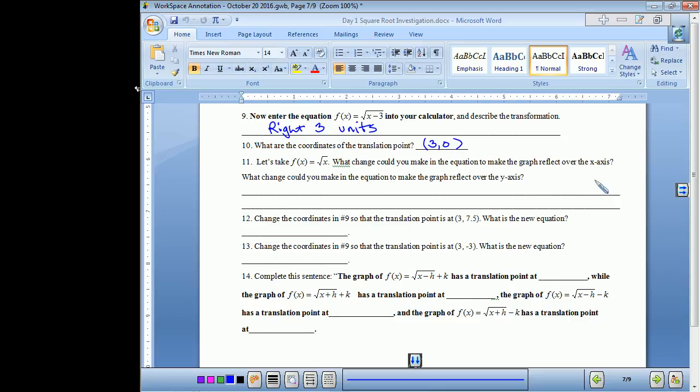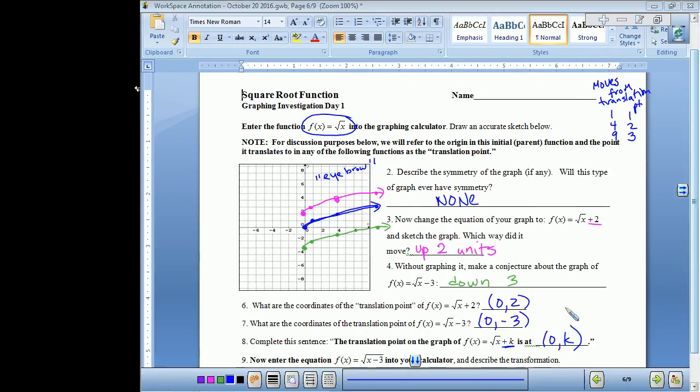I like the color. Okay, so now this one. What could we do to the original function so that it would reflect over the x-axis? This would have a negative out in front. So let's go back over here and graph that. I'll do that in black. If we did a negative out in front, it's going to change all those to negative.